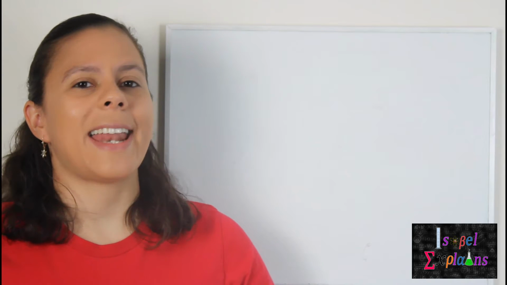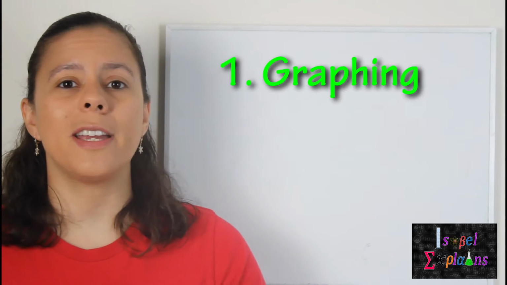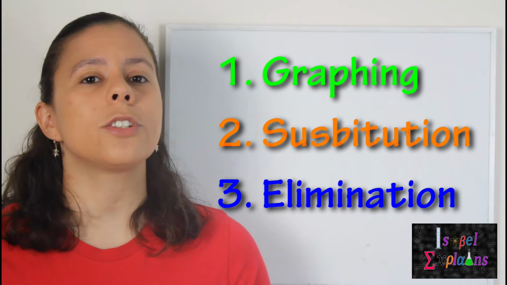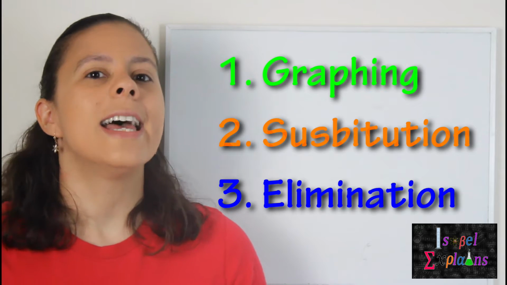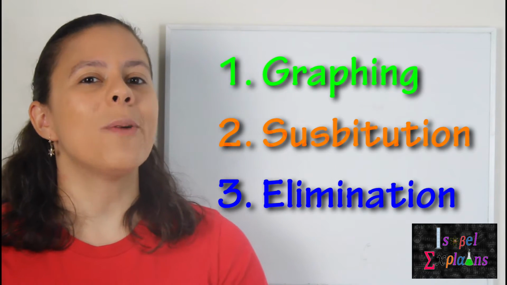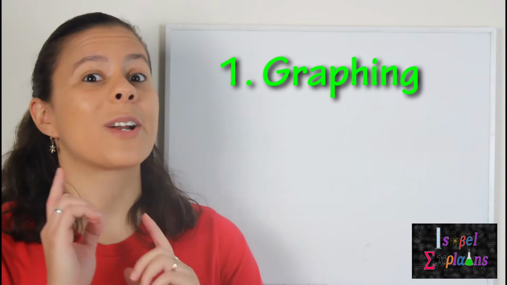Now, how do we get to that answer? Well, there are three ways of solving a system of equations: graphing, substitution, and elimination. Depending on how the exercise is being presented to you, you should be able to eventually decide which method is more convenient. However, if used correctly, they will all lead you to the same answer. Let's start with the first method, graphing.